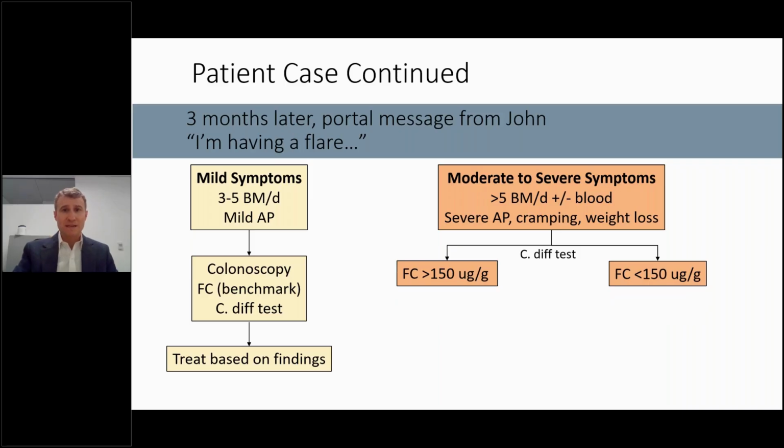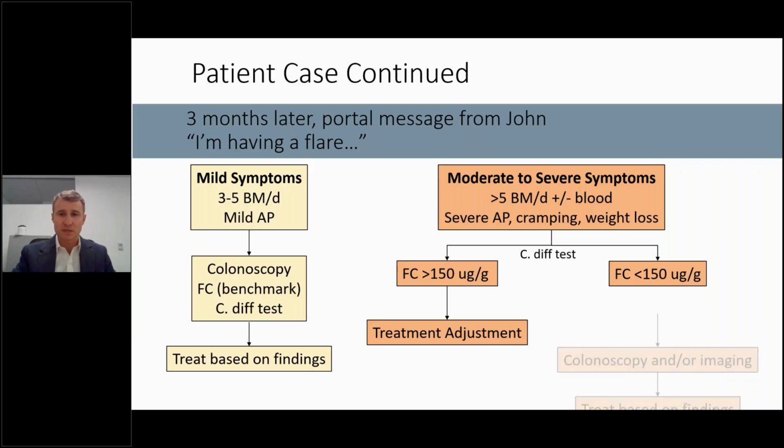However, if John reports that he's having more moderate to severe symptoms, again, I'm obtaining a C. diff test, but this is where biomarkers can help differentiate the treatment algorithms and next steps. So if John has an elevated fecal calprotectin greater than 150, I don't necessarily need a colonoscopy. I'm going to adjust my treatment in that case, with the caveat that if the next treatment adjustment is a change in therapy, we could discuss a colonoscopy just to make sure and that everybody's comfortable with such a change.